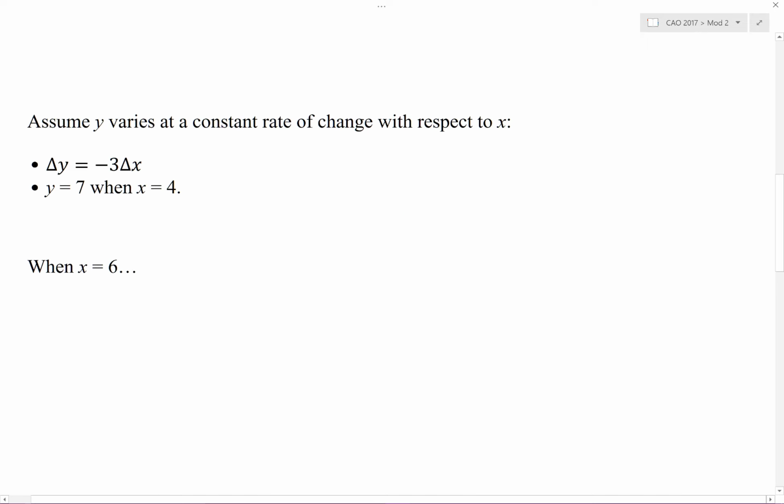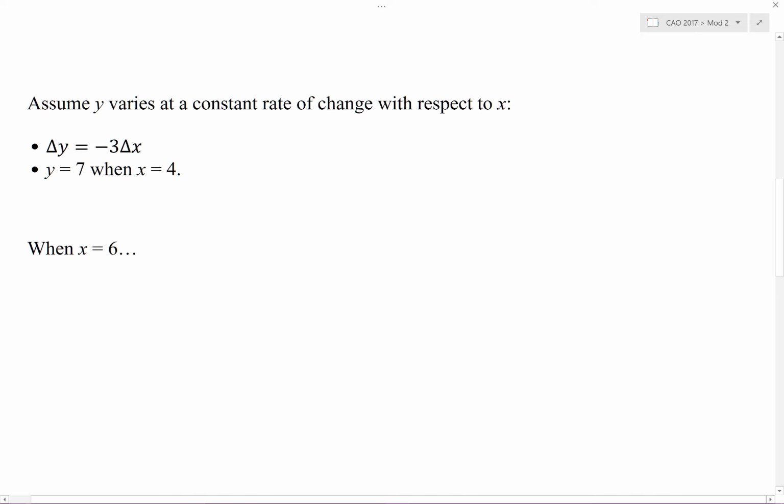So let's look at a specific example. We'll assume y varies at a constant rate of change with respect to x, and the change in y is always -3 times as large as the change in x. And we'll assume that y equals 7 when x equals 4. Now, this information right here is enough for us to determine the value of y given any value of x.